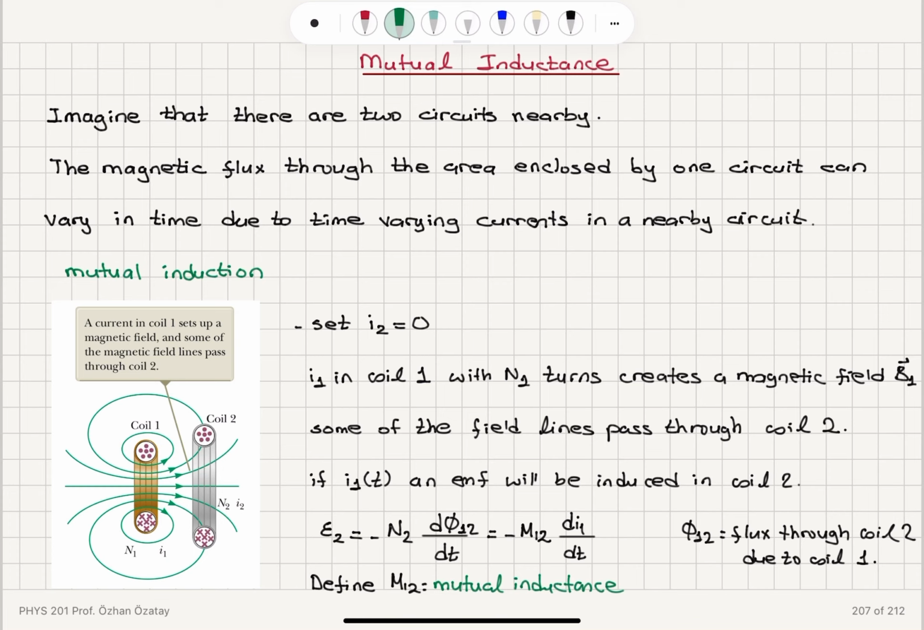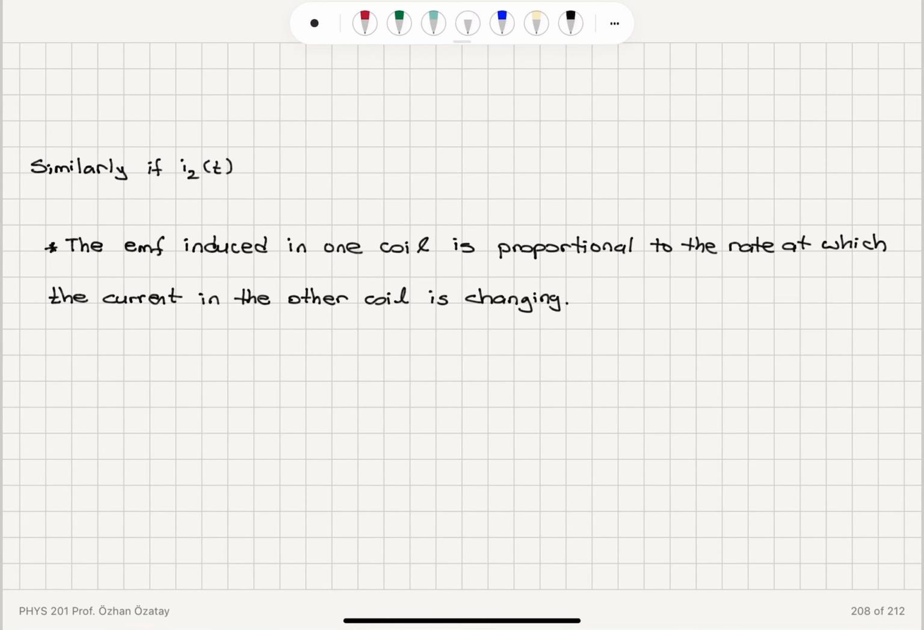Okay, now what is this mutual inductance? Well, you can see that it is N2 times the flux phi12 divided by the current. So the mutual inductance M12 due to coil 1 and coil 2 is the number of turns N2 times the flux on coil 2 due to coil 1, divided by the current on coil 1. So that is I1. Okay.